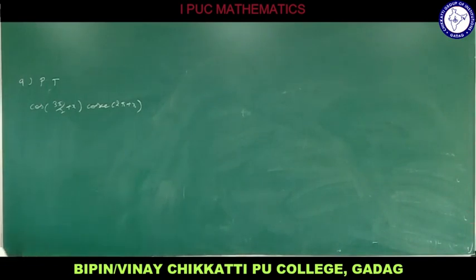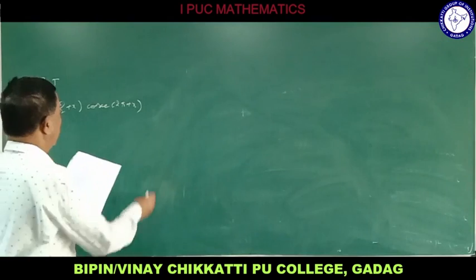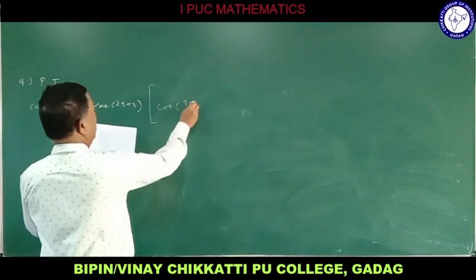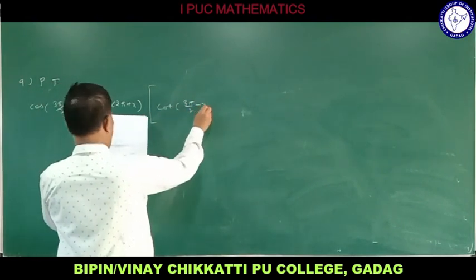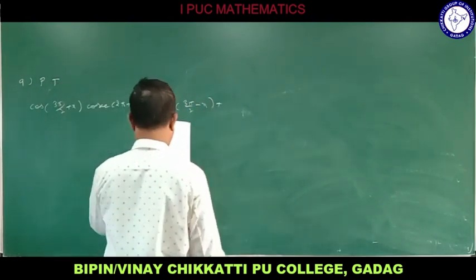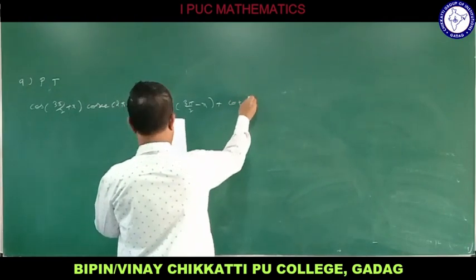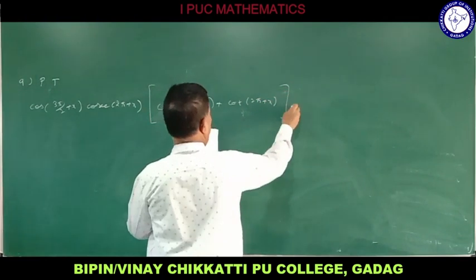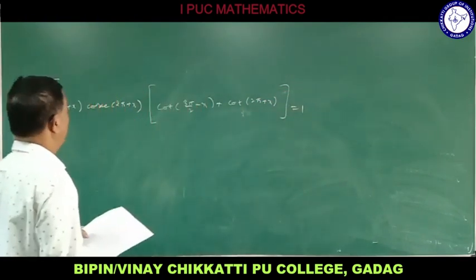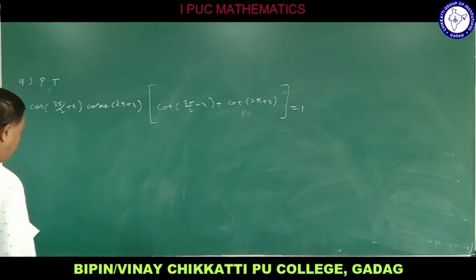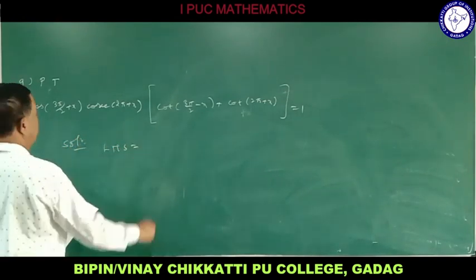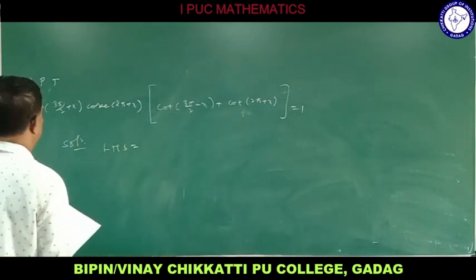See what is the question here? Cos of (3 pi by 2 plus x) cosec (2 pi plus x) into bracket cot of (3 pi by 2 minus x) plus cot of (2 pi plus x), and this is equal to 1. And see how this LHS is to be proved as 1. I don't want to write the LHS once again, you can write it.